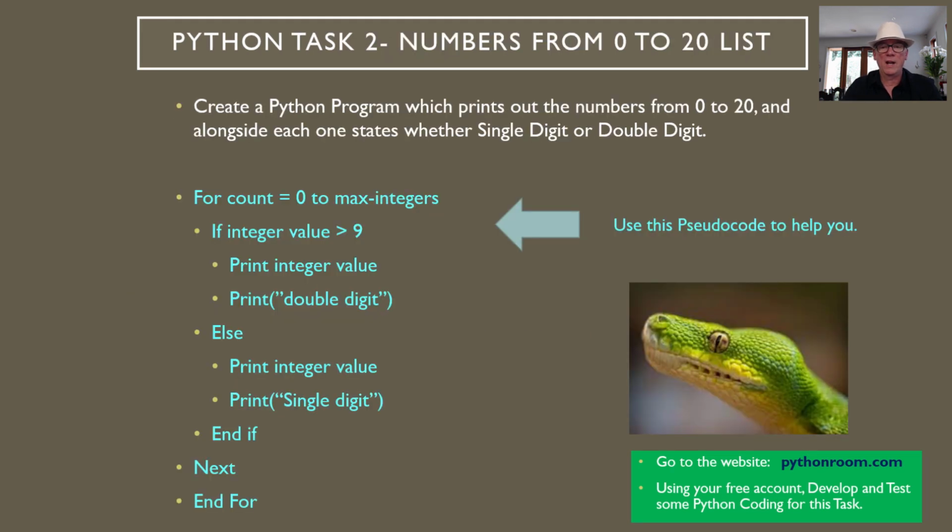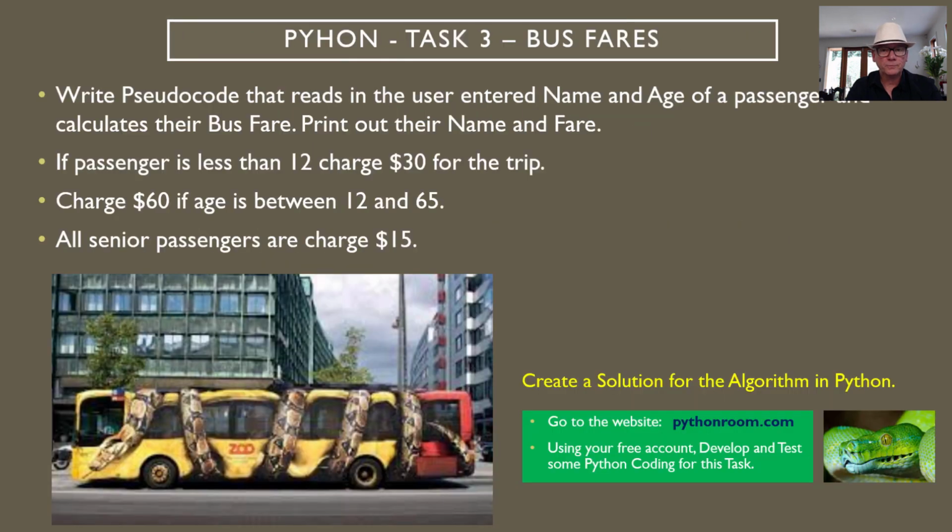We've got another one here for you to do. It's going to print out a list of the numbers from 0 to 20. So we've given you some pseudocode there. And as it's processing those numbers, if it's a single digit number, it should say it's a single digit one. And if it's a double digit, like when you get to 10, 11, 12, those ones that have 2 numbers in them, it should say double digit. So anyway, there's some logic, some pseudocode, and from that, it's then a matter of just translating that into Python language and getting it to work.